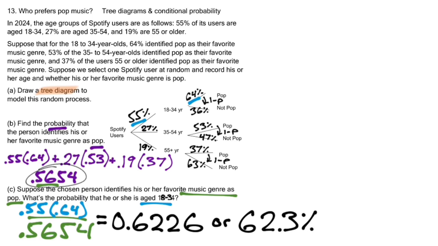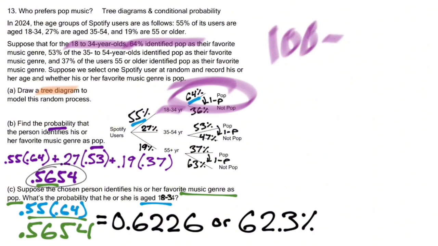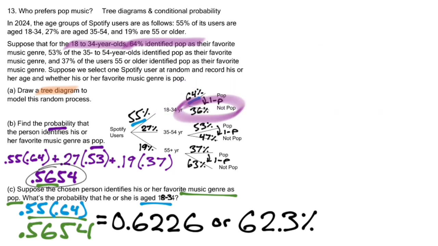It then goes on to say, for the 18 to 34-year-olds, 64% of them liked pop music. So within the branch of 18 to 34, you are going to say 64% of them like pop music. Therefore, if you do 100% minus 64%, you are left with the 36% of people that do not like pop music. And that is how you fill out the rest of the branches of this tree diagram.